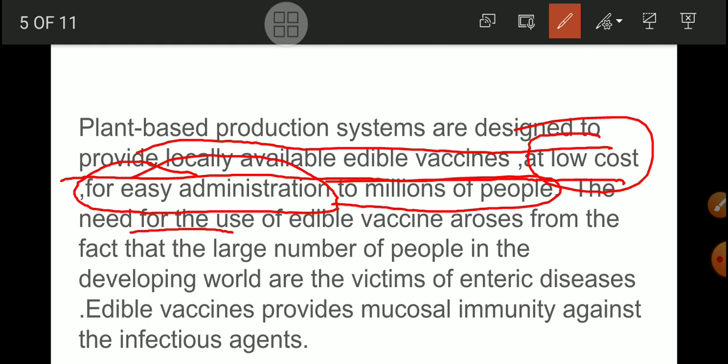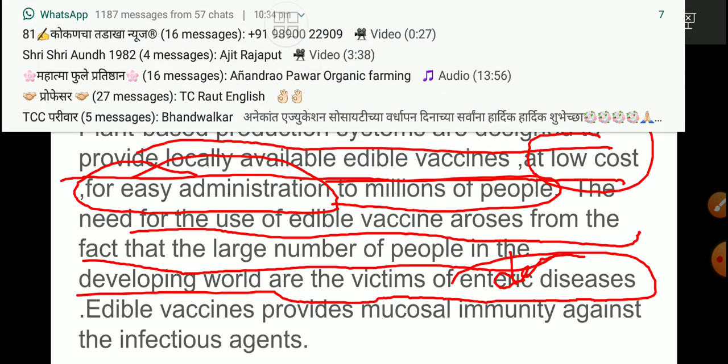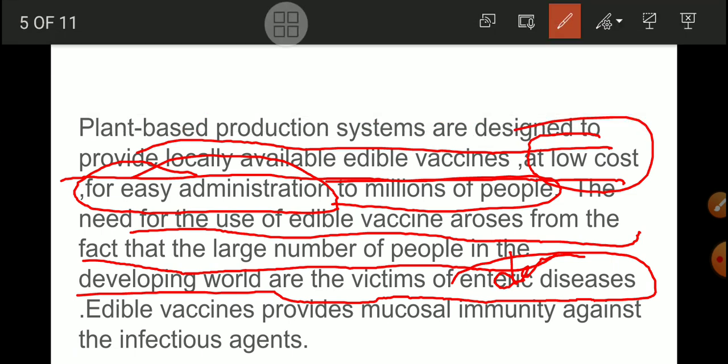The need for edible vaccines arises from the fact that a large number of people in the developing world are victims of enteric diseases, endemic diseases. Right now, COVID-19, caused by the corona organism, is a pandemic, actually, an organism that causes disease over a wide area, infecting people from each and every corner of the world. So that is a pandemic.